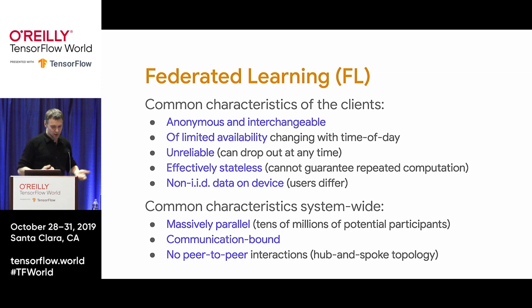In a nutshell, the characteristics of a production scenario are: clients, there are many of them, millions, billions. They don't talk to each other. These are cell phones, so no peer-to-peer connectivity. Communication is the bottleneck in the whole system. Clients want to be anonymous, and for the most part they're interchangeable, in the sense that, in the grand scheme of things, whether a particular device contributed their data or not doesn't really affect the result in any way. The clients are unreliable, and they can drop out at any time. Therefore, we have to effectively consider them as stateless. Even if they have some memory, there's no guarantee when they'll be back. So we treat them as stateless little compute nodes. And finally, the distribution of data on clients is very non-uniform because people differ.